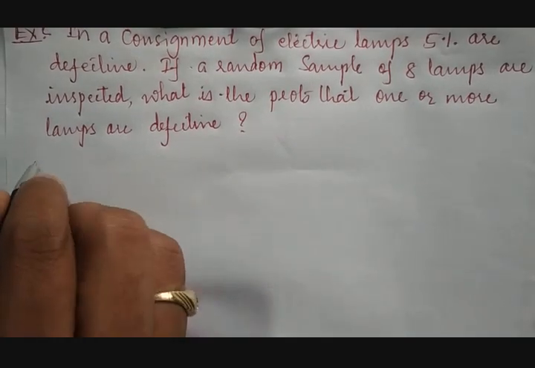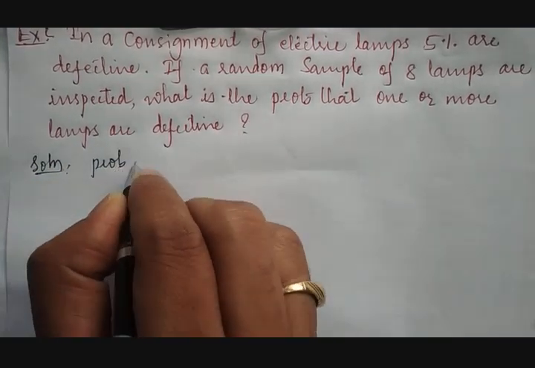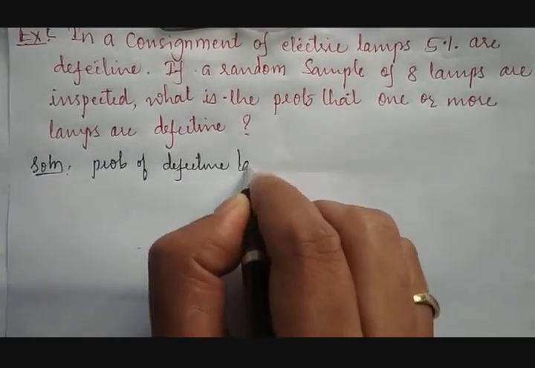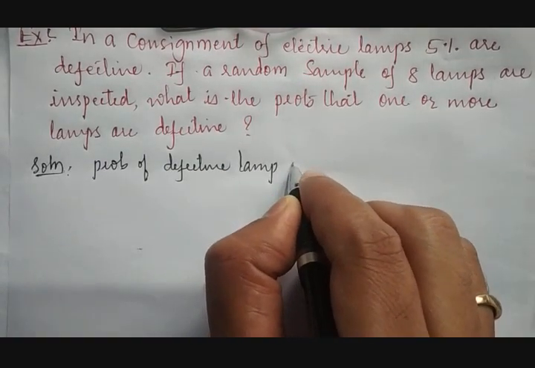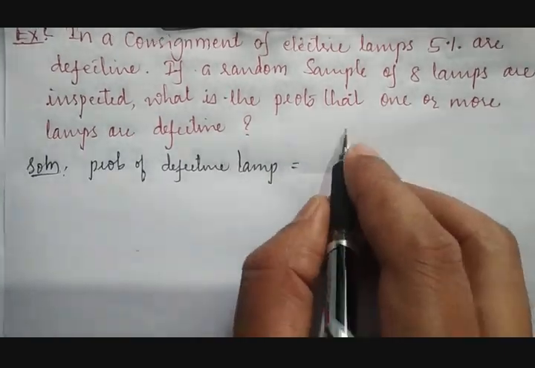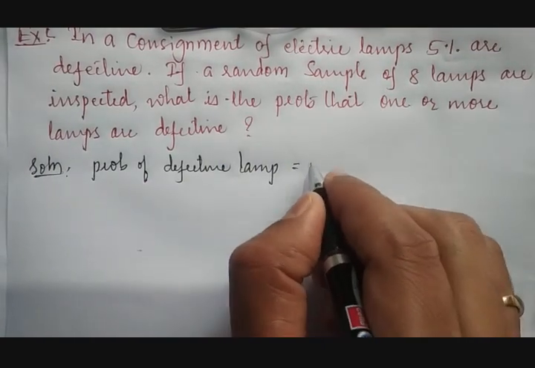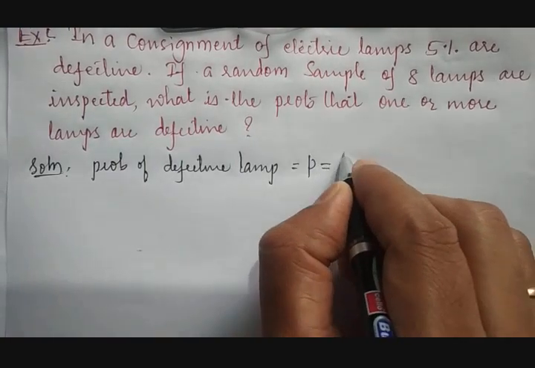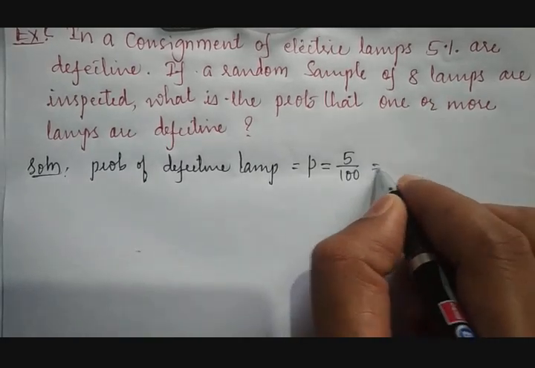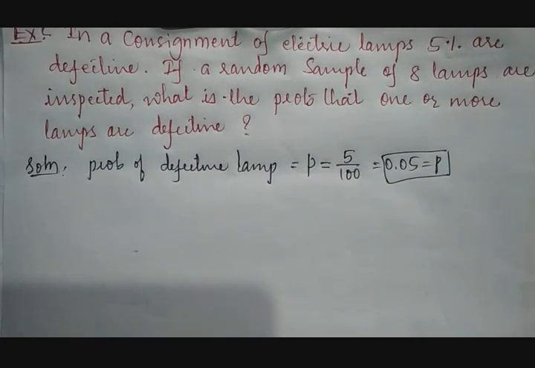Okay, so in this what we do, we'll take the probability of a defective lamp, because our aim is to calculate defective lamps. So I think the probability of success will be treated as getting a defective lamp. So P is equal to 5%. 5% is nothing but 5 out of 100, which is nothing but 0.05. So P is 0.05. Then what will be Q?